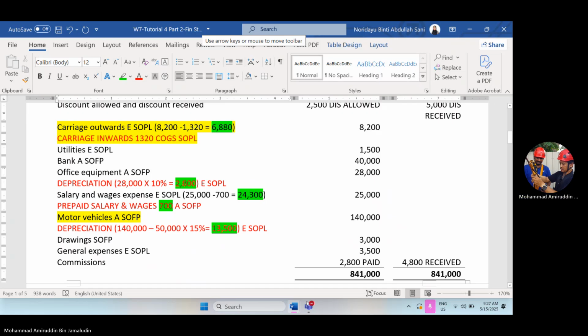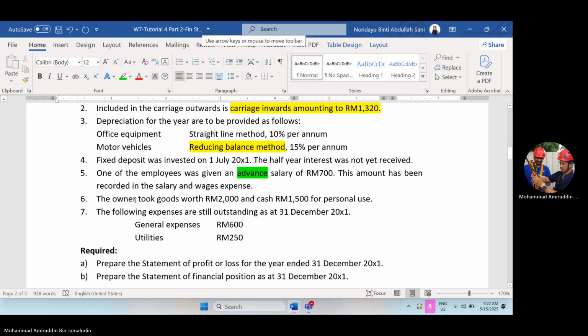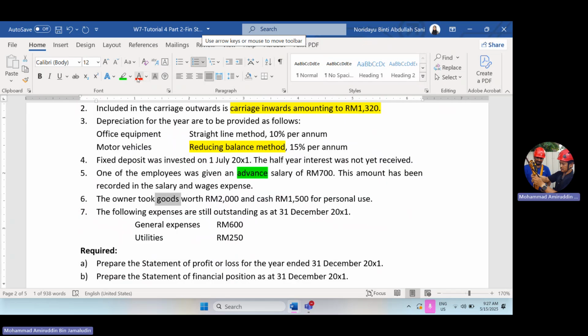Okay, continue. The owner took goods, meaning took inventory, took stock. How much? 2,000. Owner also took cash for personal use. Very, very careful. You come across this term, meaning you have drawings or withdrawal. Okay? You have withdrawals or drawings.